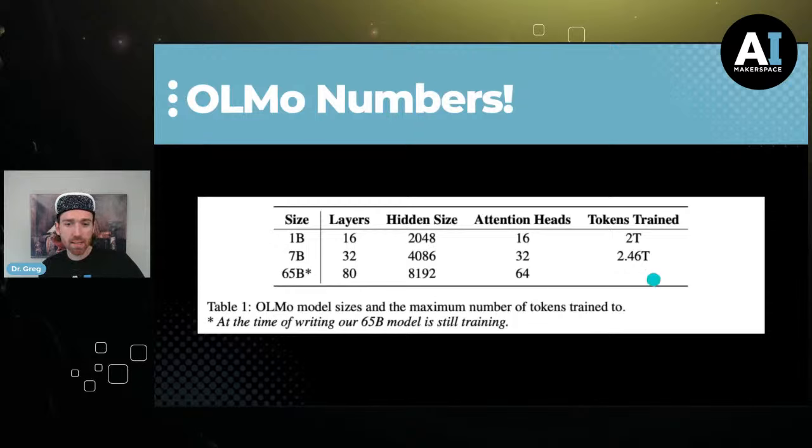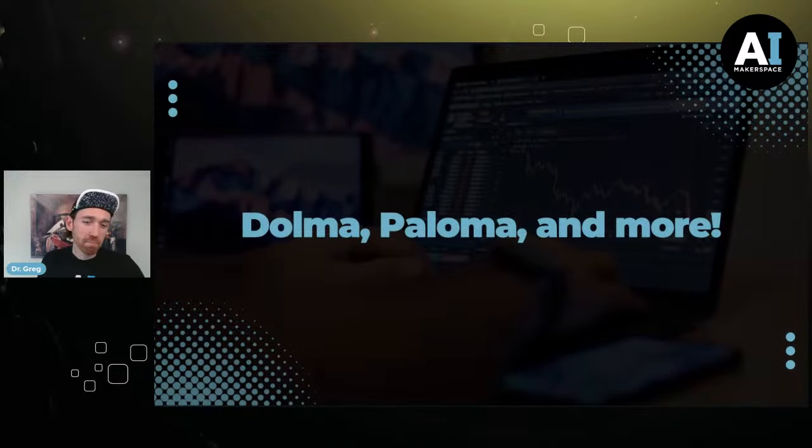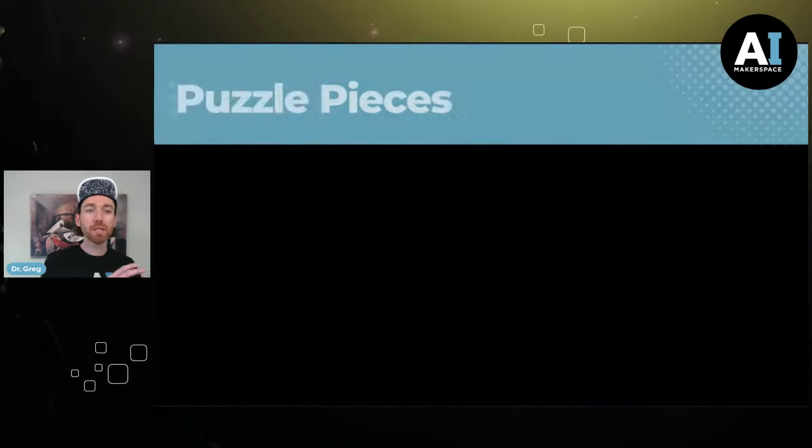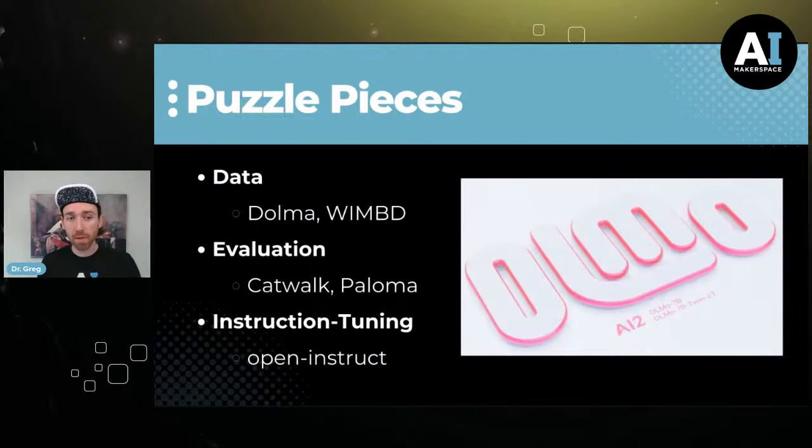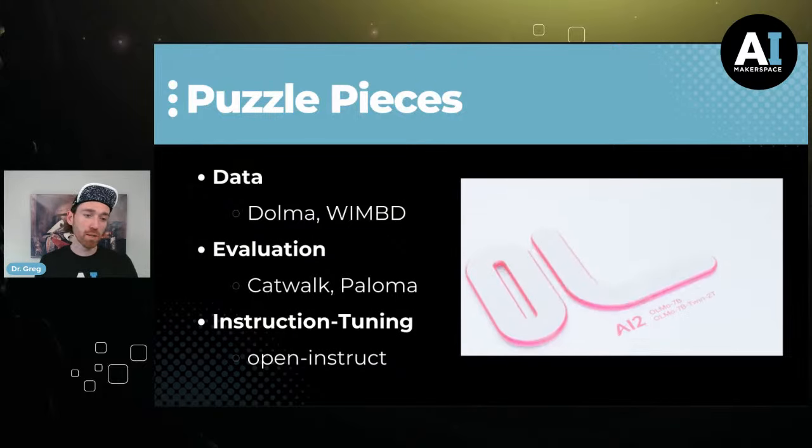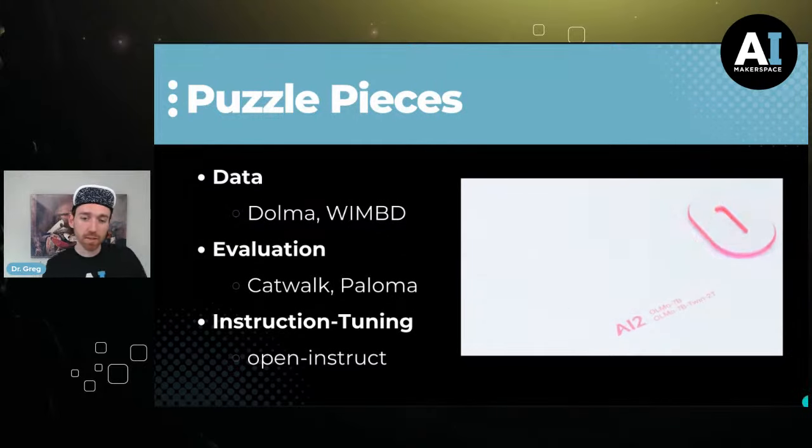And the data set that they trained on, we see 2 trillion, 2.46 trillion, and I wonder what's going to show up here. Well, let's find out, or at least try to find out by looking at the additional pieces of the suite of evaluation tools, Dolma, Paloma, and even more. So the puzzle pieces we want to put together here are those associated with data, Dolma and WIMD, evaluation, that's Catwalk and Paloma, and instruction tuning, open-instruct.